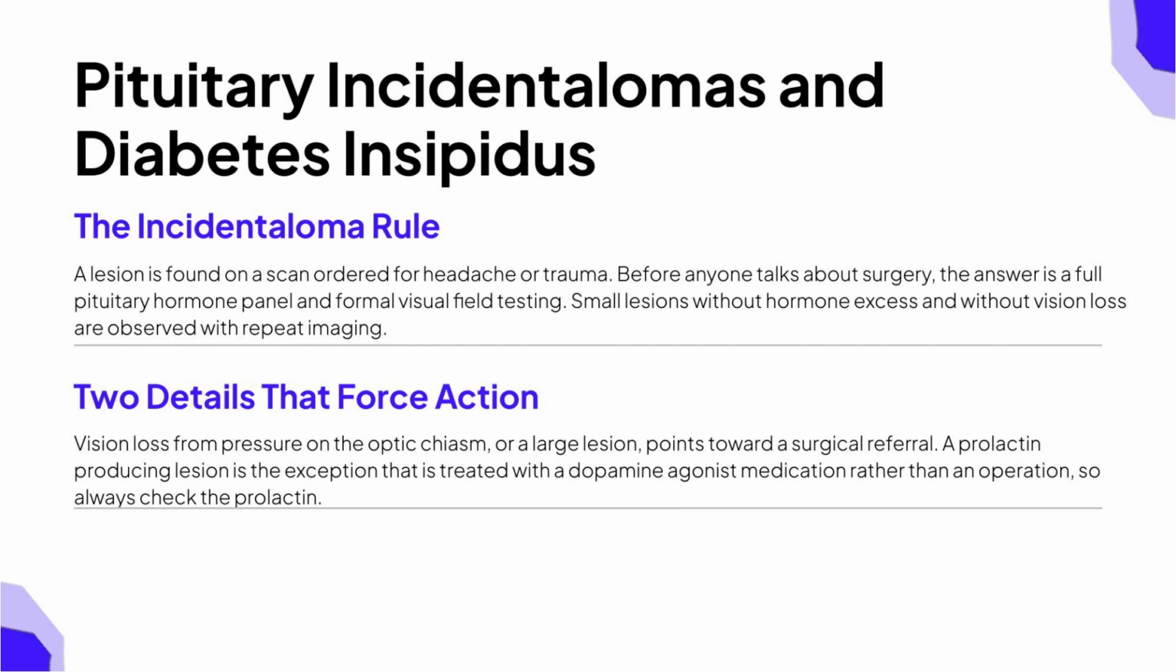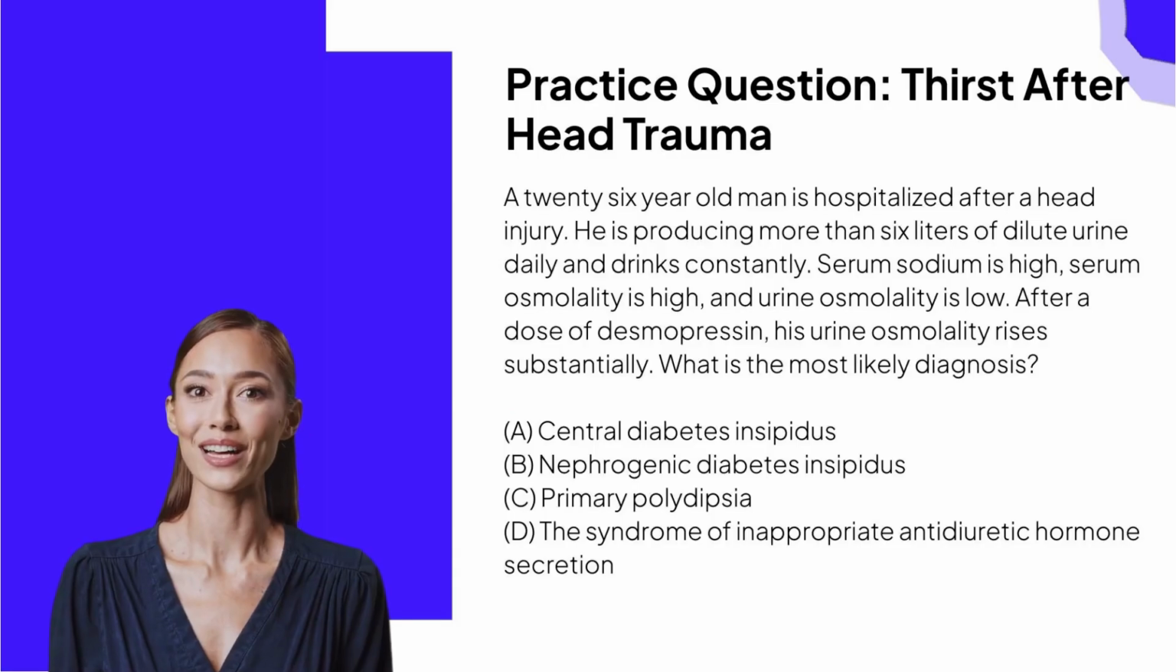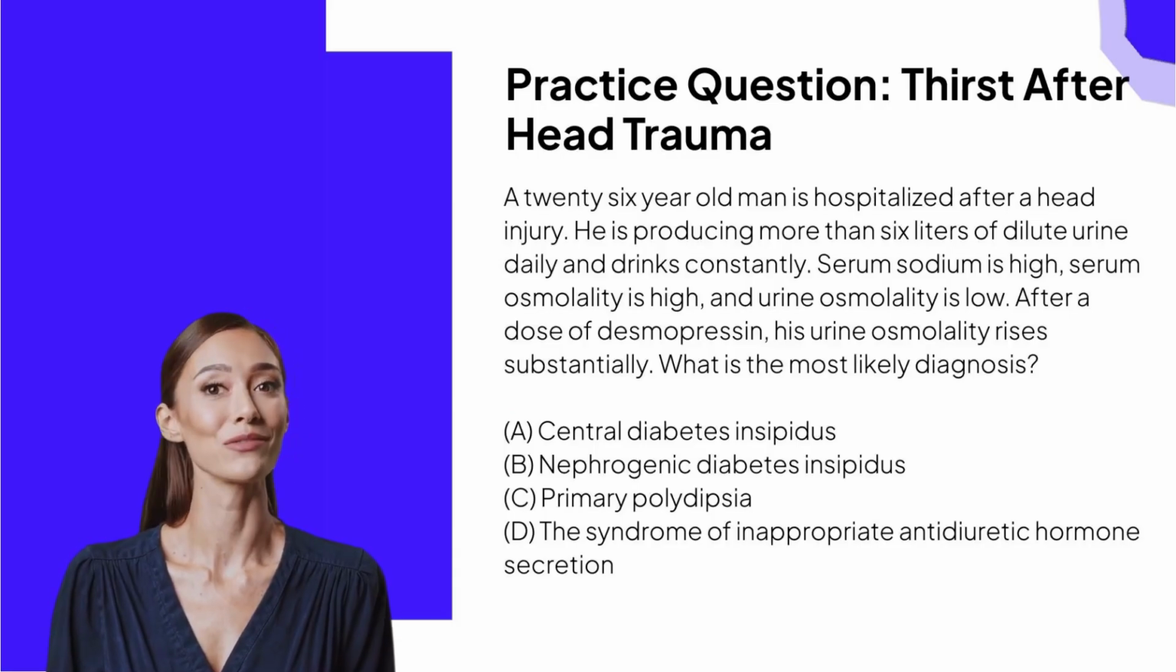Two details force action. First, vision loss, meaning the lesion is pressing on the chiasm, which with a large lesion points to surgery. Second, a high prolactin, the exception the exam loves, because a prolactin-producing lesion is treated with a dopamine agonist, not an operation. Always check the prolactin before the operating room, or you'll pick surgery on a lesion that would have shrunk with a pill. Our third practice question, built entirely from lab values.